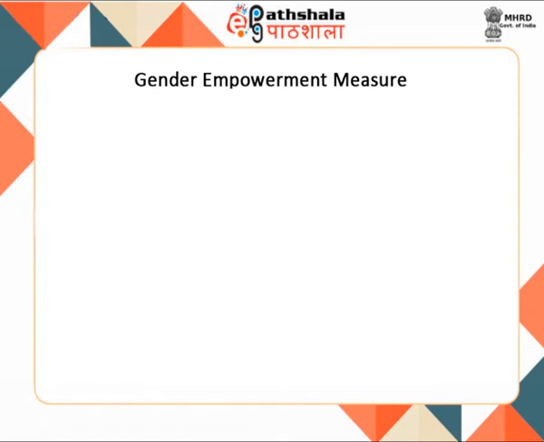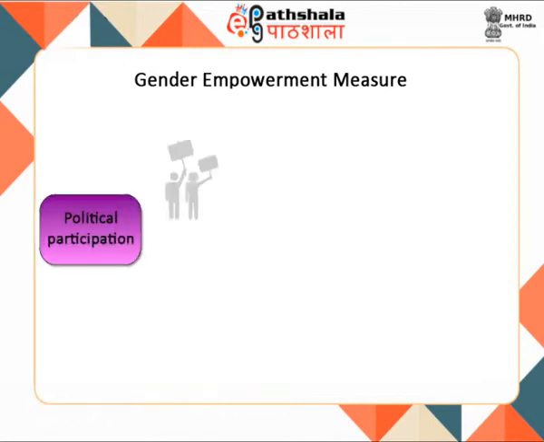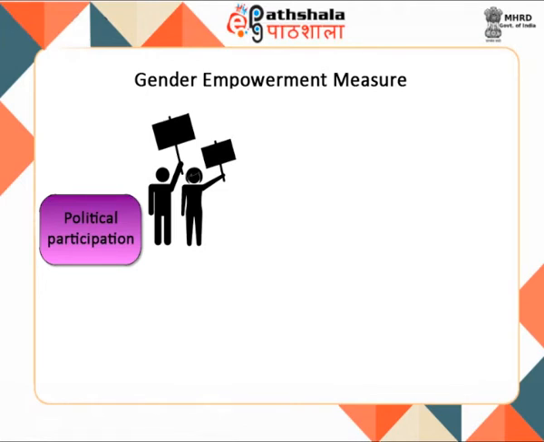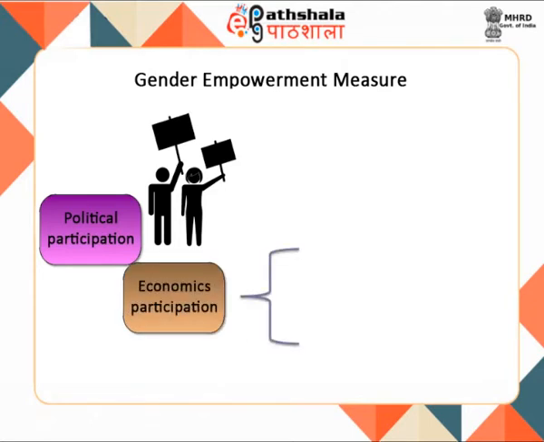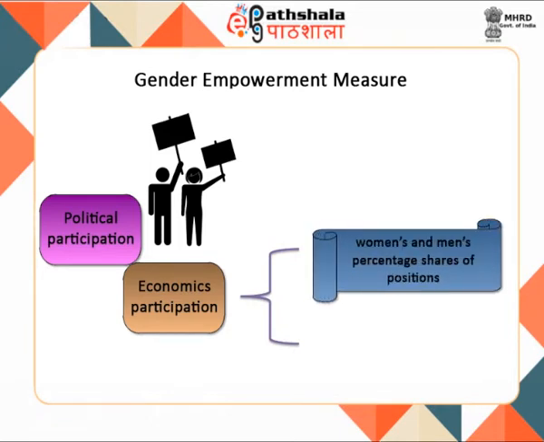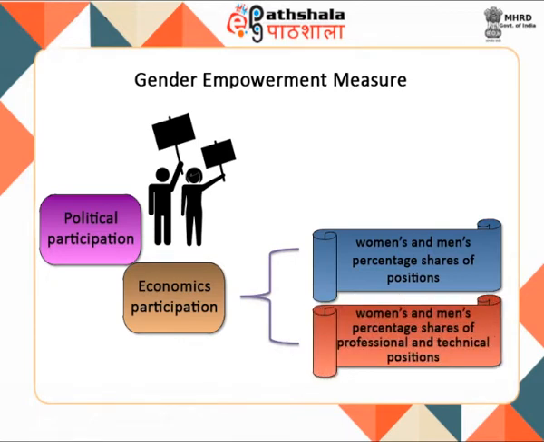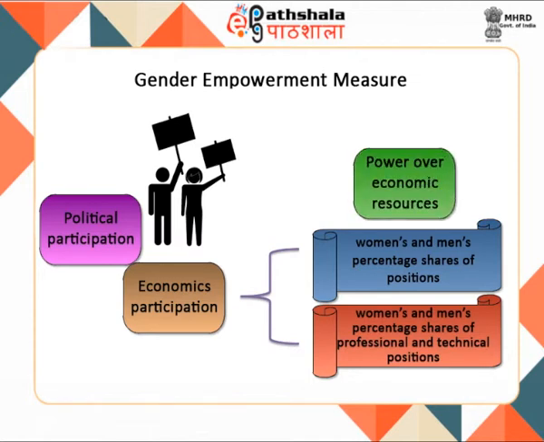Gender Empowerment Measure, GEM. It is a composite indicator that captures gender inequality in three key areas: political participation and decision making, as measured by women's and men's percentage shares of parliamentary seats; economic participation and decision making power, as measured by two indicators: women's and men's percentage shares of positions as legislators, senior officials, and managers, and women's and men's percentage shares of professional and technical positions; power over economic resources, as measured by women's and men's estimated earned income, PPP US dollar.